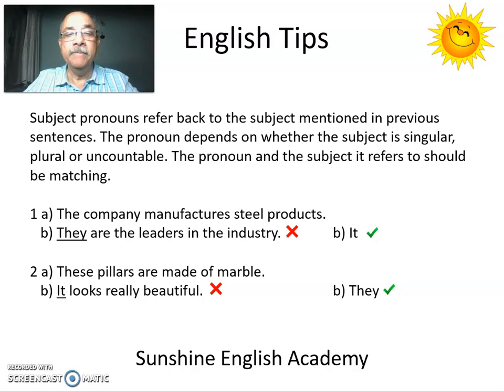The next one: these pillars are made of marble. And then we say something further about the pillars and say it looks really beautiful. Now again something is wrong because it is a pronoun representing singular nouns, whereas these pillars is a plural noun. It's a plural subject. So there's a mismatch. Instead of this, we have to say they look really beautiful. Then it would be correct.